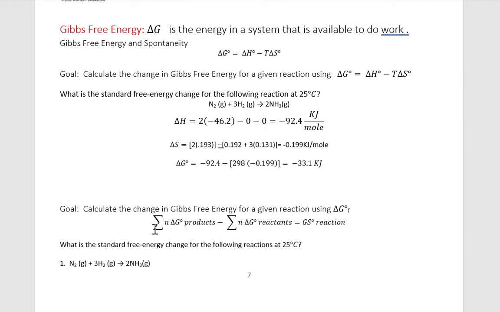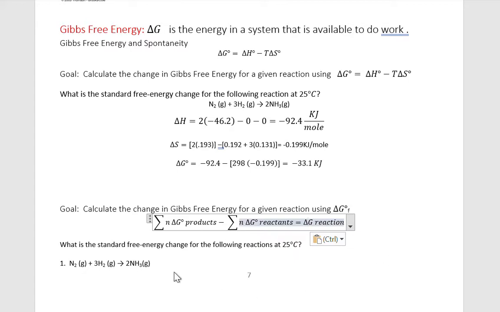the same formula. The number of moles of the Gibbs free energy of the products minus the number of moles of the Gibbs free energy of the reactants is going to give me the delta G of the reaction. I shouldn't say that. I should say delta G of the reaction. And let me put that in there. There we go. That makes more sense.